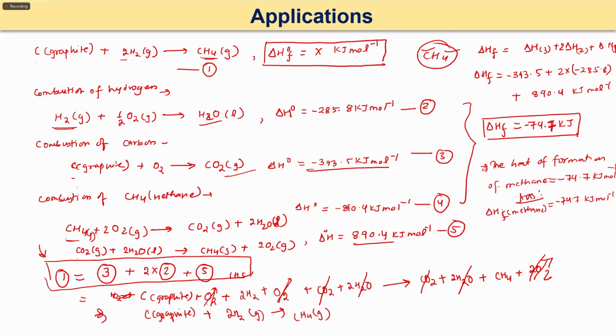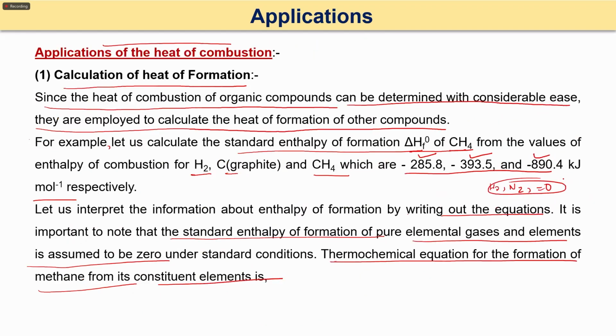So what we have done in this case, we were given the heat of combustion values of hydrogen, carbon and methane, and what we have calculated is the heat of formation. So this is the application of heat of combustion, where we can easily calculate the heat of formation using the values of the heat of combustion. Okay, so this is what we have done in this case.